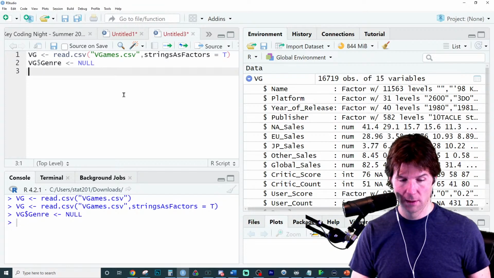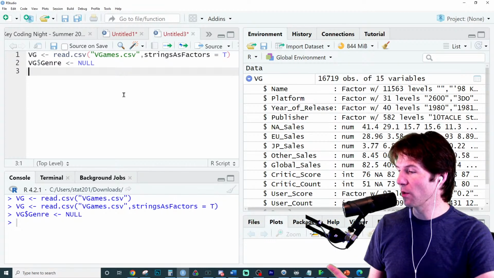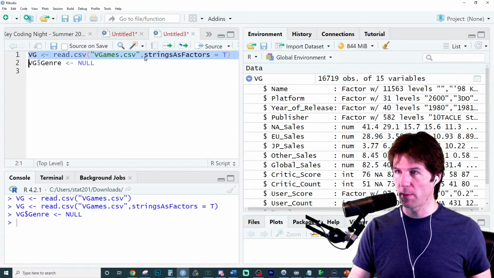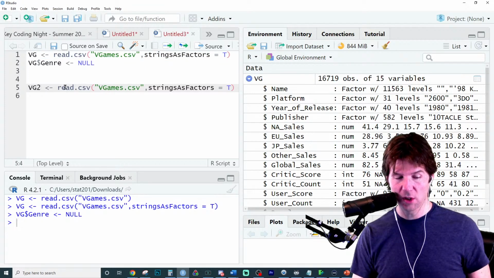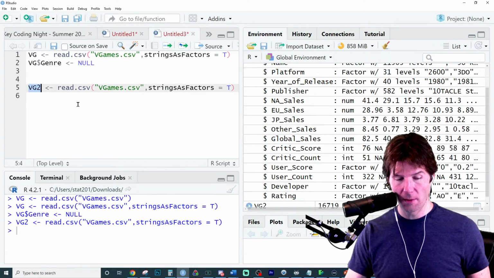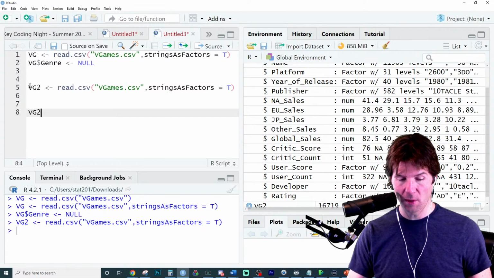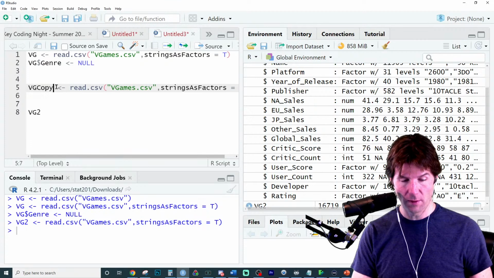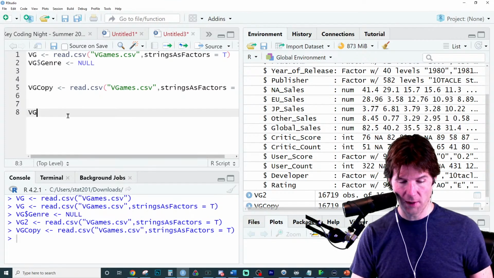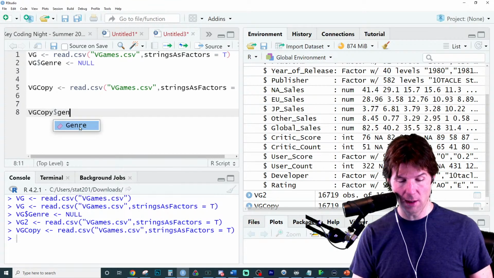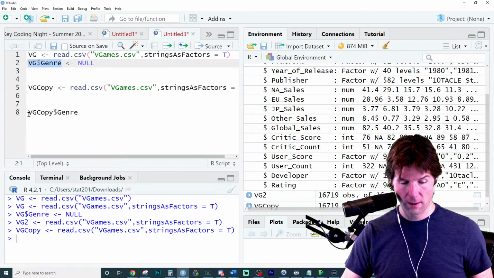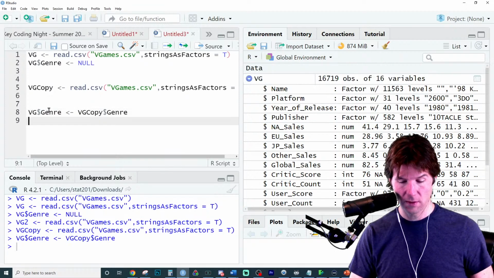it, it's gone. So what I would suggest doing, KP, is I would take this, I'd put it down here as video games 2, and then I would go to video games 2, which is a copy, or you could call it VG copy for video game copy. Anything's fine, but usually we like to call copies of things copies. And then I would take in it the genre, and then I'd go here and do this.